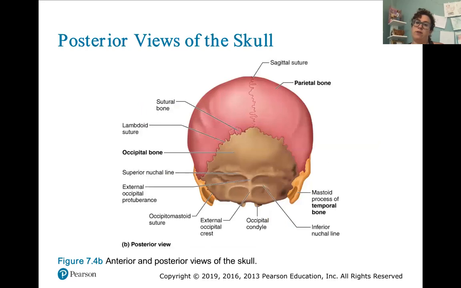If we were to give you a skull and say, where is this? You would tell me it's the posterior view and be able to tell me some of the sutures. With that being said, there's a very important landmark on your temporal bone that I want you guys to know about, and that's called the mastoid process. If you guys take your fingers and feel behind your ears, you're going to feel a bump at the inferior aspect of your ears. That's the mastoid process of the temporal bone.